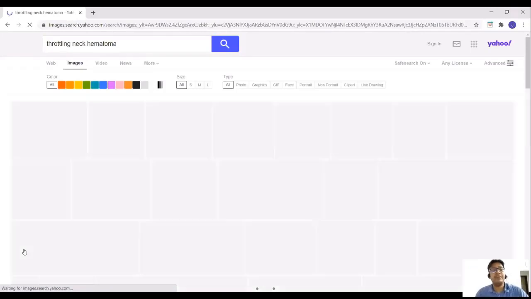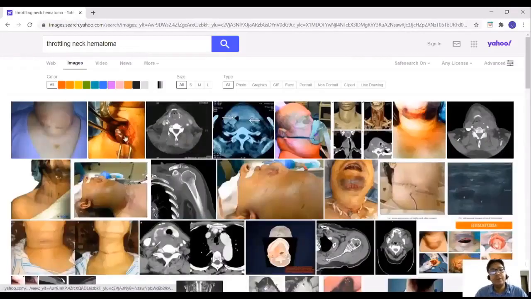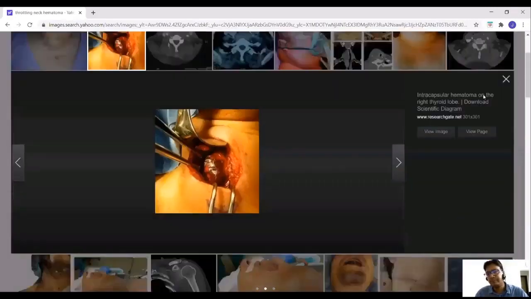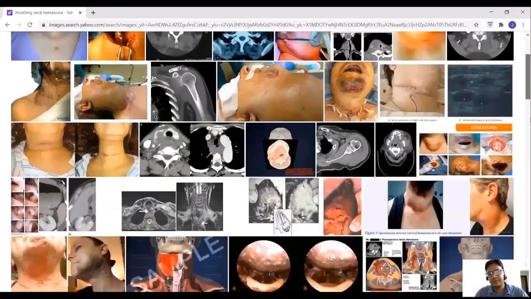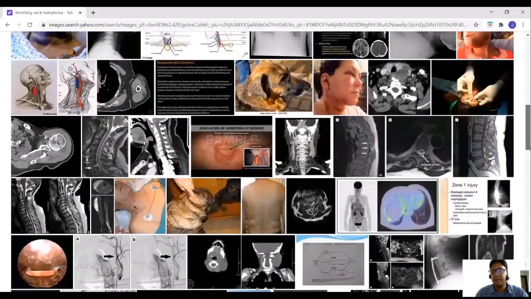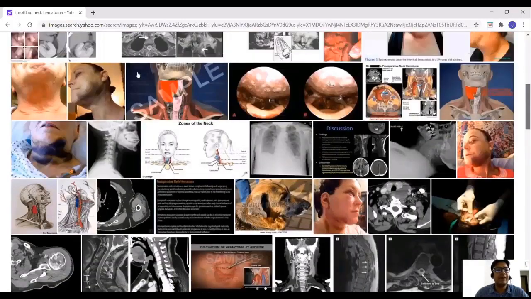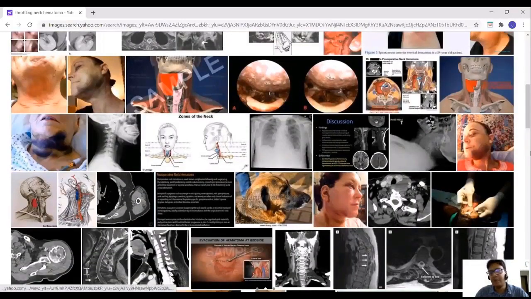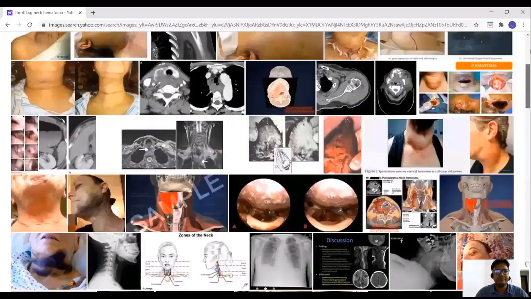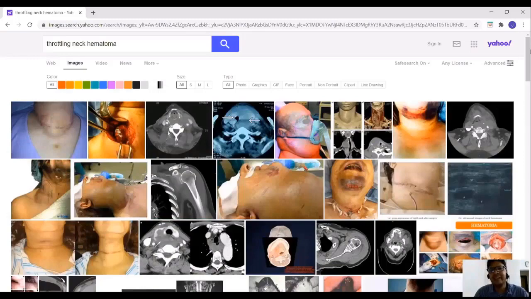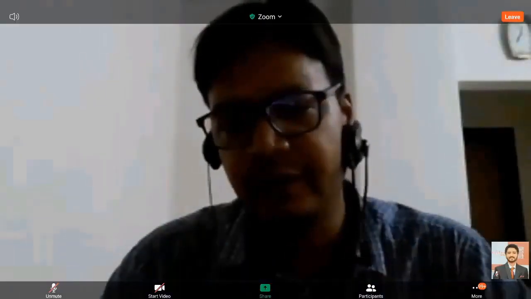Hematoma. So that is a very important finding. Be careful. You will find hematoma after strangulation, after throttling, because hematoma of neck structures is a common finding. Anyway, sir, that is a very simple way to differentiate.